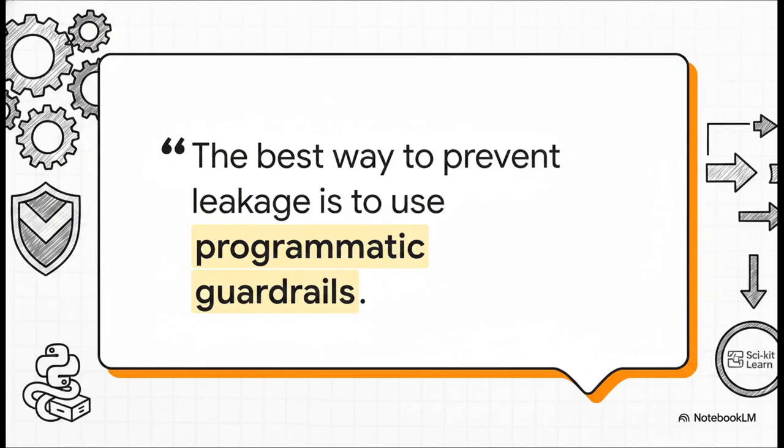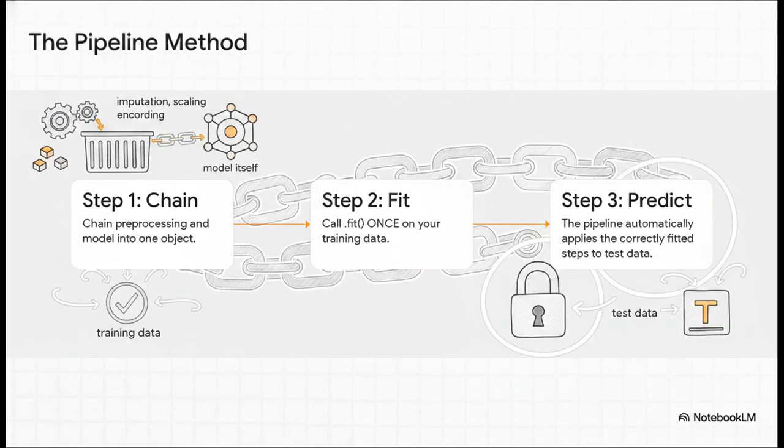So, how do we stop this from happening? You can't just rely on being careful and trying to remember all the steps. You need to use programmatic guardrails, tools that force you to do the right thing. And the absolute gold standard for this is the scikit-learn pipeline. What a pipeline does is it bundles up all your steps, your data cleaning, your scaling, your feature engineering, and your actual model into one single object. Then you call .fit just once and only on your training data. The pipeline automatically learns all the right parameters from the training set and locks them in. So later, when you give it your test data, it applies those exact same steps, guaranteeing you can't have any data leakage. It's like a safety net for your whole process.